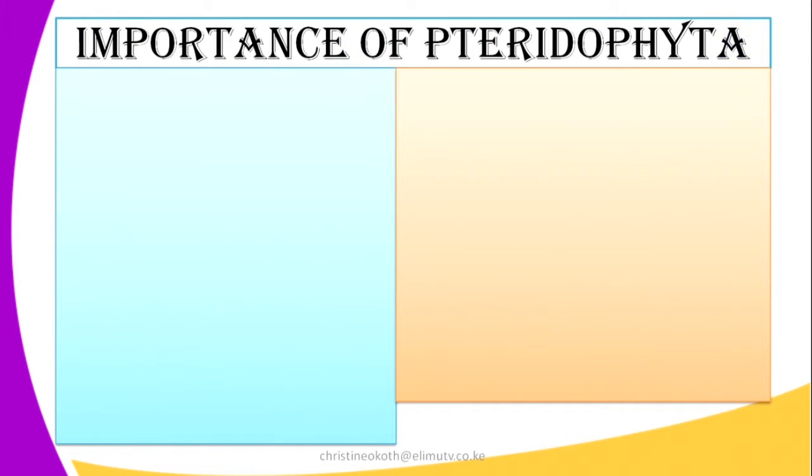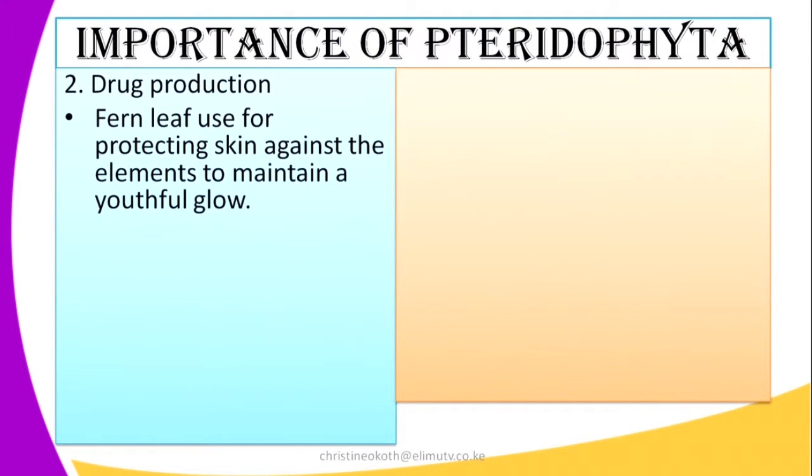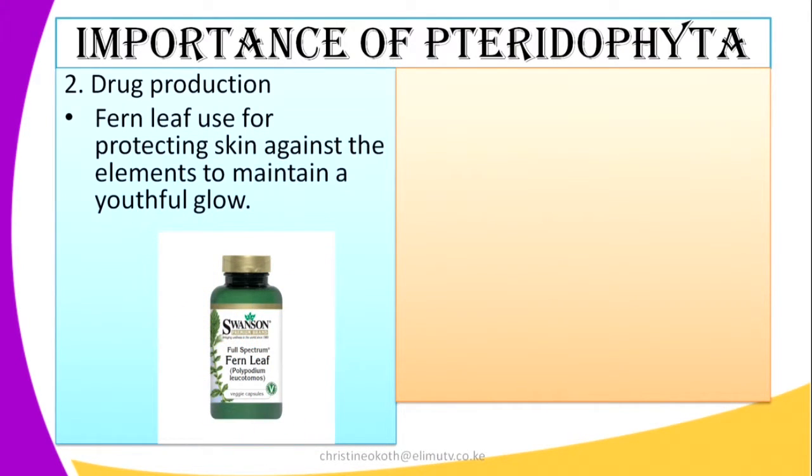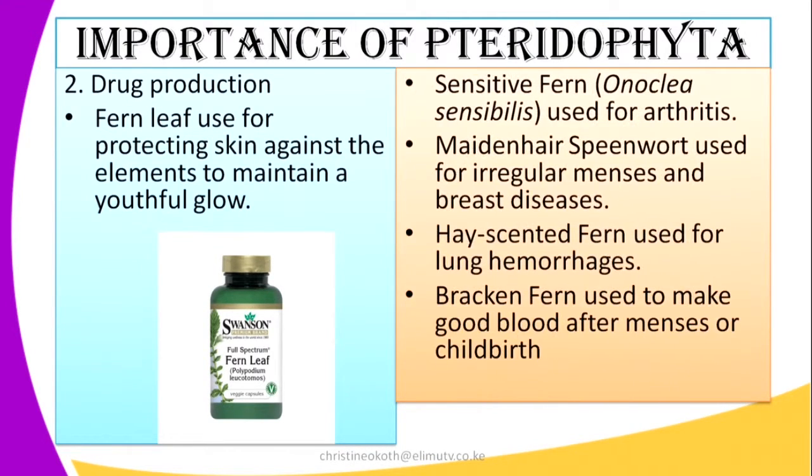The second importance is in drug production. The fern leaves are used, for example, for protecting against the elements to maintain a youthful growth. That drug there has been made using the fern leaf, and its main purpose is to help protect the skin against the elements and also to help the skin maintain a youthful glow.